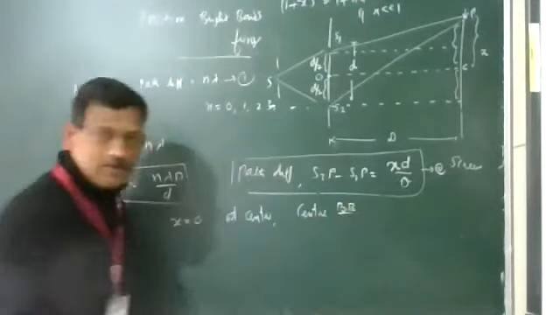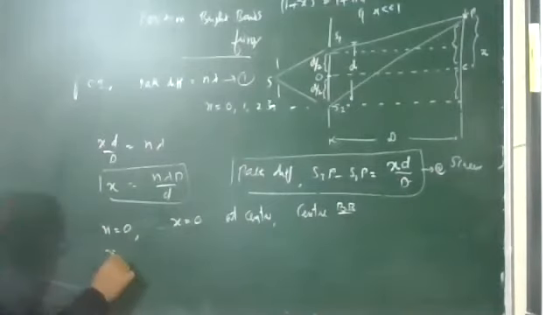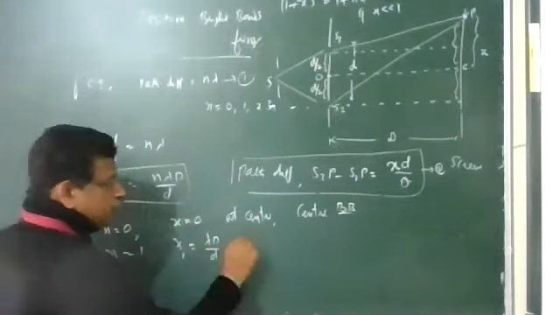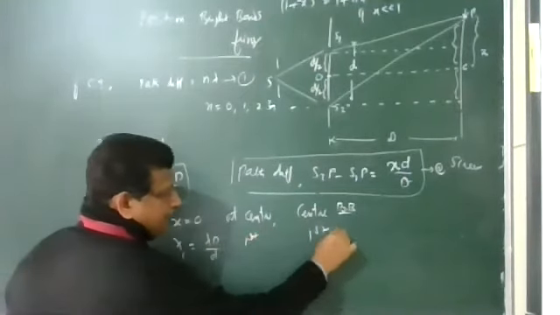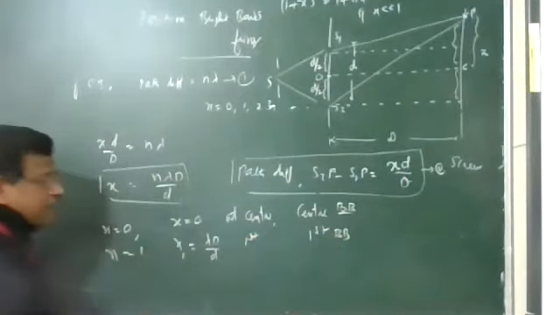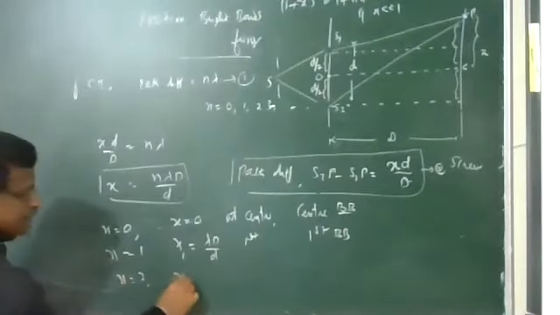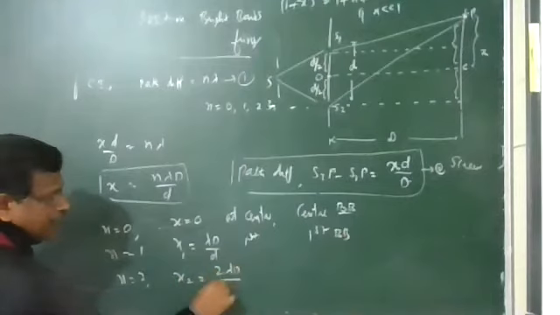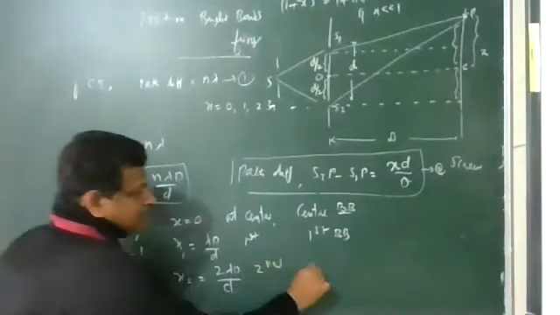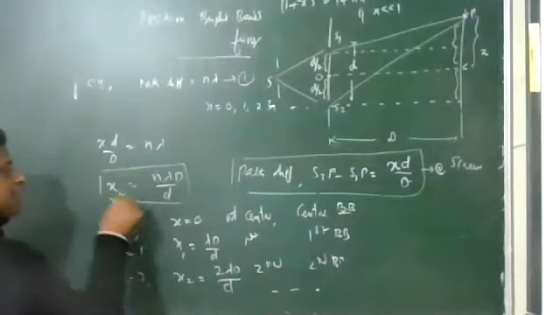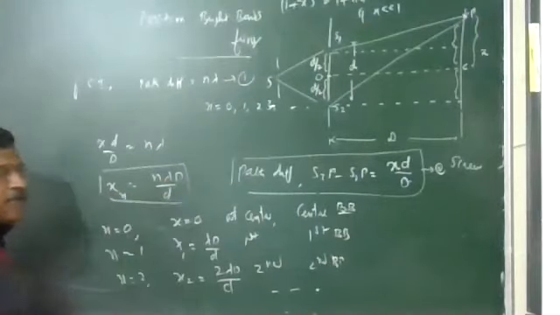For the center bright band, n equal to 1, x1 equals lambda D by d. This is the first bright band from the center. What is the distance of the first bright band from the center? Lambda D by d. For n equal to 2, the second bright band, it is 2 lambda D by d. This is called the second bright band, etc. For the nth bright band, xn equals n lambda D by d.